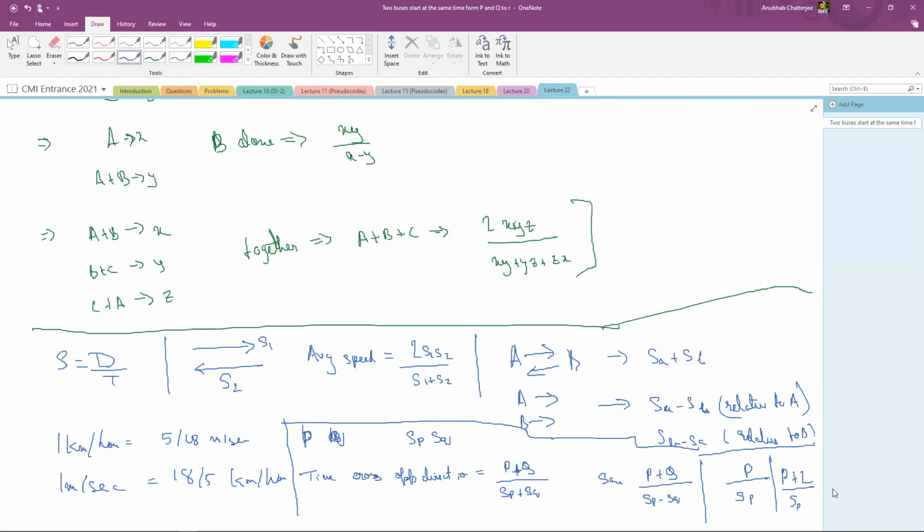How much time do you think the train will take to cross the station? Yes, the train's length P plus L by the speed. The time taken would be the time from where the engine starts at one end of the station to the time where the last compartment crosses the other end of the station. So the total distance is P, the length of the train, as well as L, the length of the station, divided by S, the speed of the train.